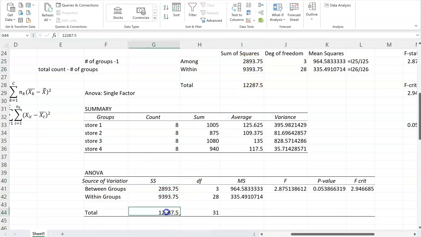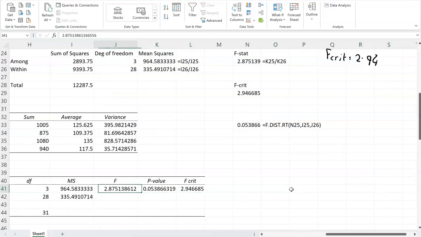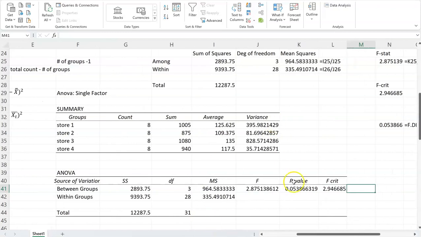We have our sum of squares and the degrees of freedom. If you add these two degrees of freedom, you'll get the degrees of freedom of the total. We got our mean squares, which is just the sum of squares divided by the degrees of freedom. And then we found our F value, or the F stat, and the P value and the critical value of F. So you can look at this and get the same conclusion.